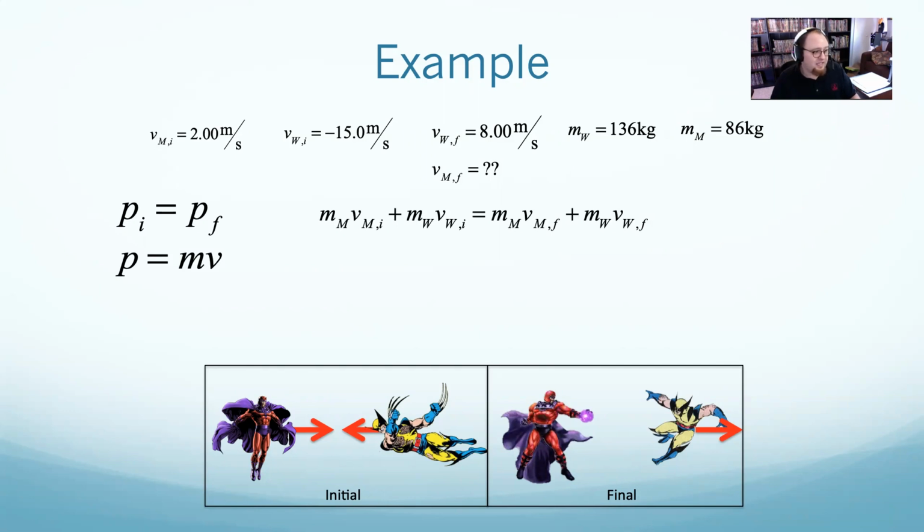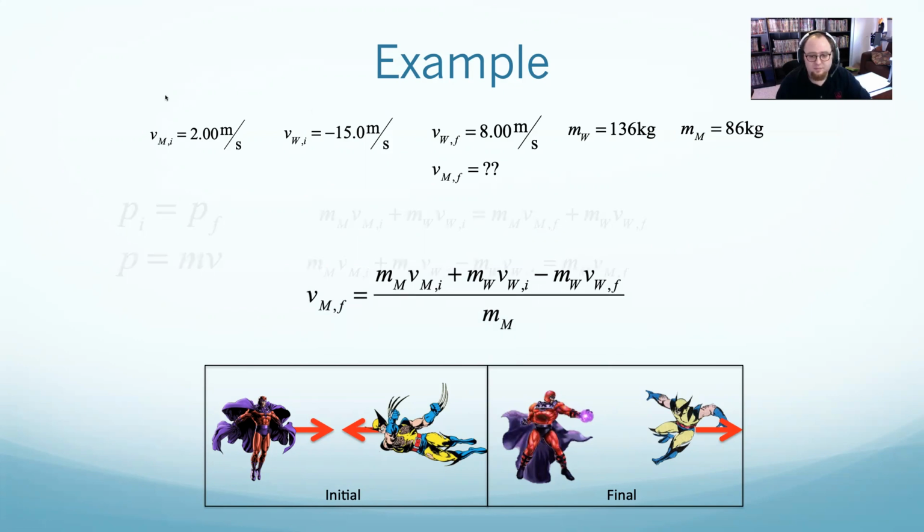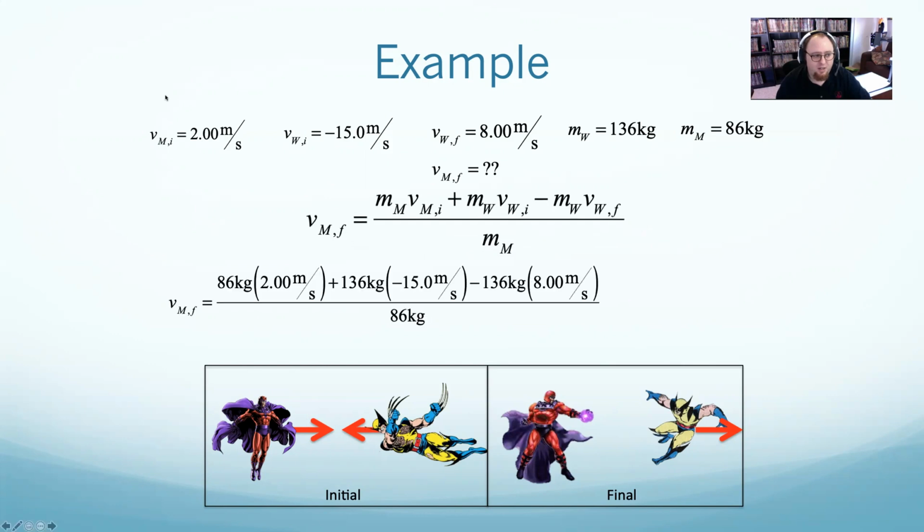And what I said here is, hey, what is the final velocity of Magneto? And I can just solve for this term. What I'll do is I'll subtract this piece right here from both sides and divide both sides by Magneto's mass. And this will tell me exactly how fast he's moving, just by plugging in some numbers and getting an answer.